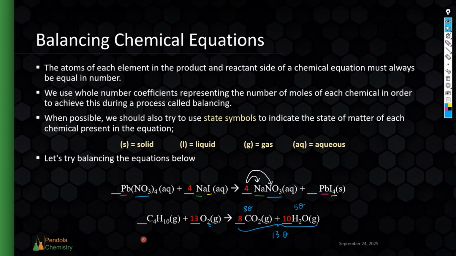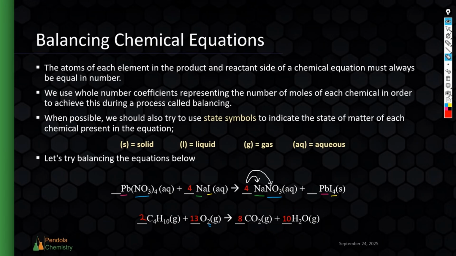And then we can't forget about this here, that C4H10 also had a 1 in front of it. So we need to multiply this times 2 to make it a 2. Let me move it in red. So we can have a 2 here. And then you'll see that by doing this, these coefficients actually fix themselves.